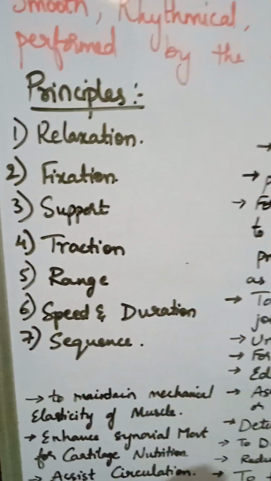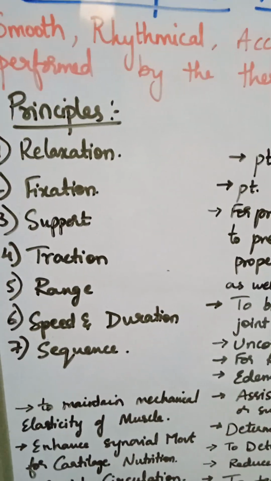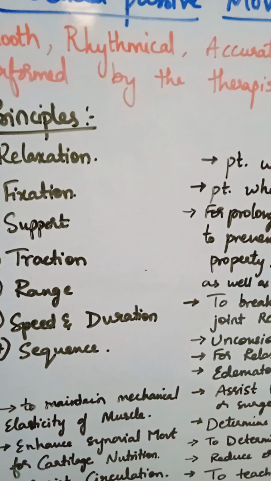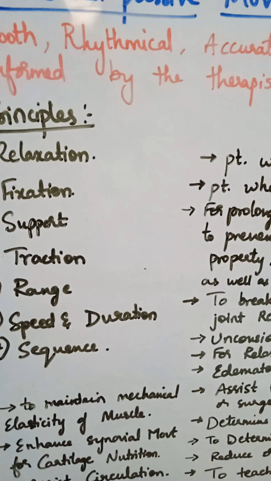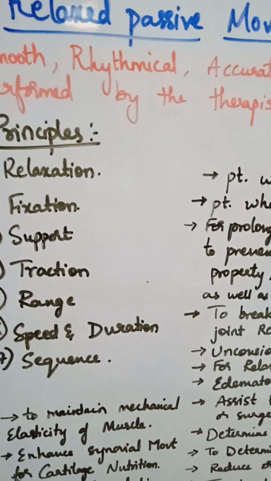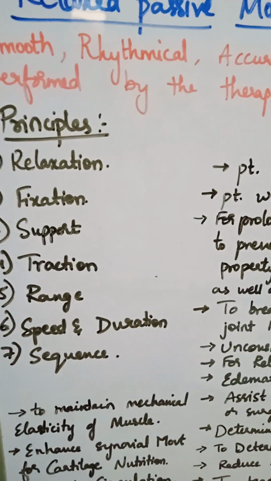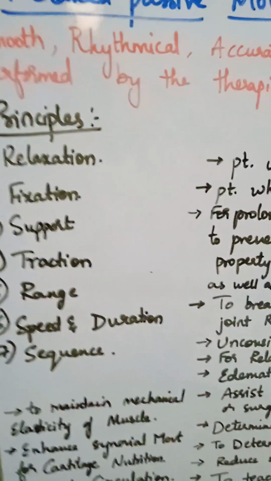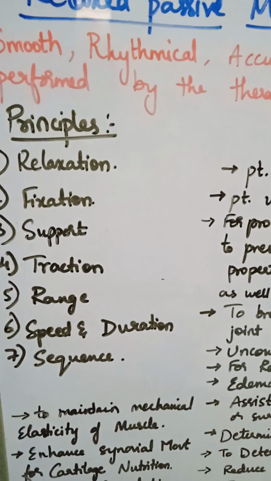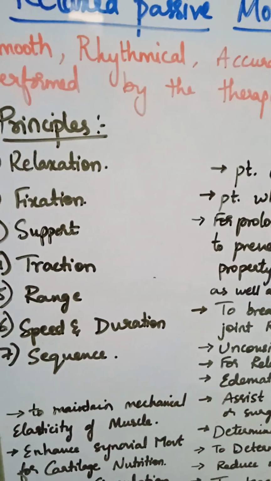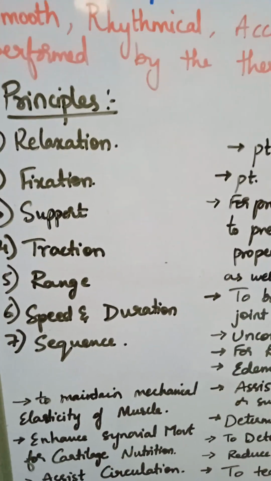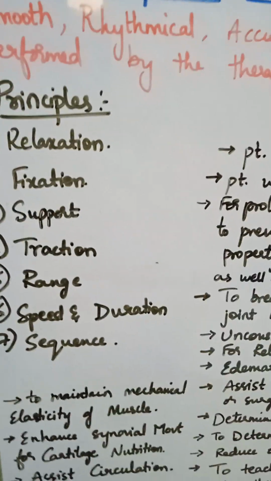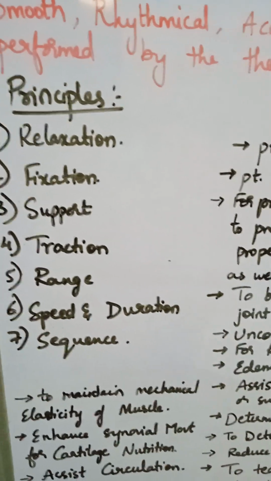Coming to the range, it is nothing but the movement which is done in the anatomical range. It should be a pain-free range. If the patient is getting pain, as I have told you before, the movement has to be stopped. The movement has to be performed in a pain-limited range, and if it is a stiff joint, the anatomical movement range should not be exceeded. The movement should also be forceful enough to break the adhesions and to maintain the muscle property.